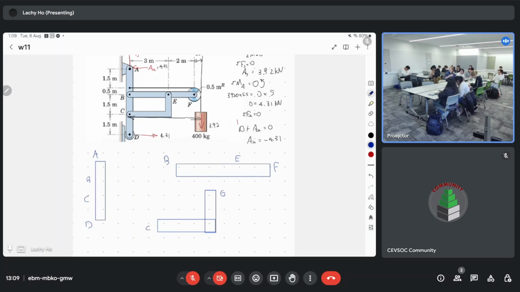Whenever we disassemble a structure, we still have the original reaction points. So at A, there's still the 3.92 and 4.31. I think two decimal places is a good number of decimal places. D still has this reaction here, 4.31. When we disassemble this structure, we expose the internal reactions at those points. At B, we introduce By and Bx. At C, we introduce Cy and Cx.